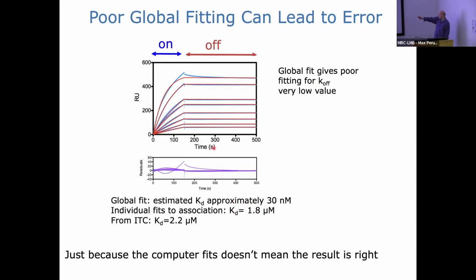But if you fit it then to the individual association rates to get observed rate constants, you could get the KD of 1.8 micromolar, and from ITC it is 2.2. So as we've seen in some examples before, just because the program fits and the computer says yes, and you get how many decimal points of fitting, doesn't necessarily mean that you've actually got the right answer. So always be cautious.